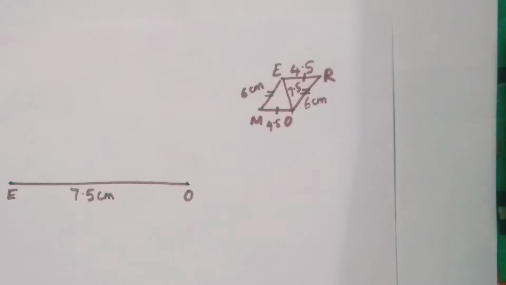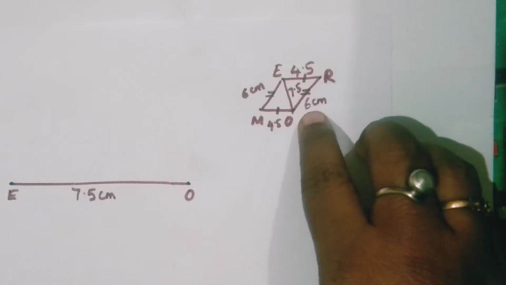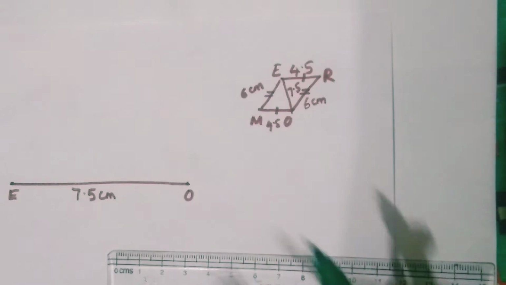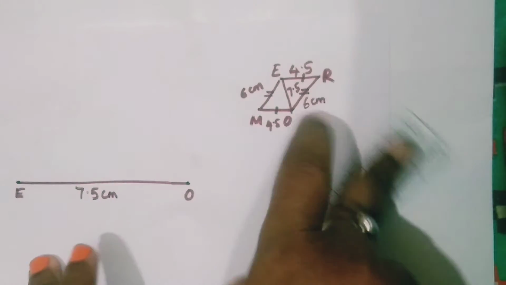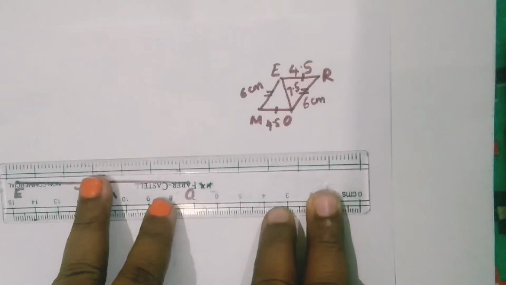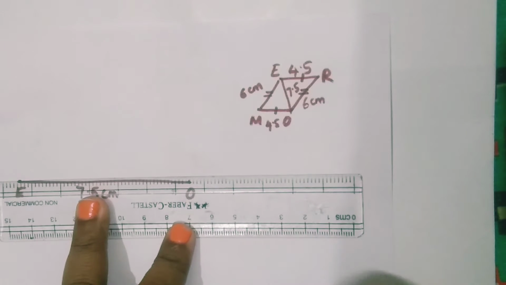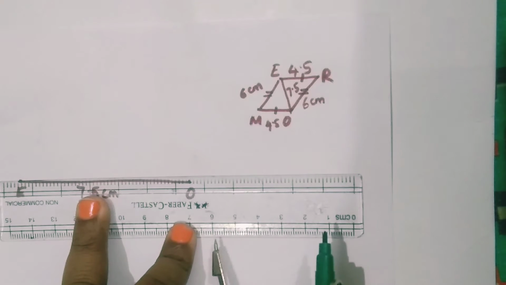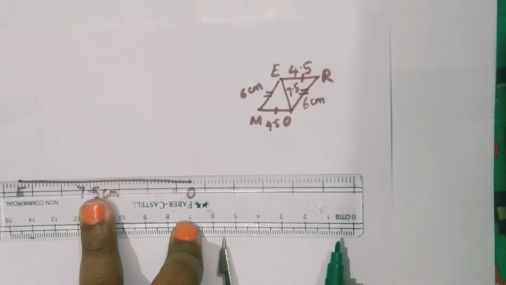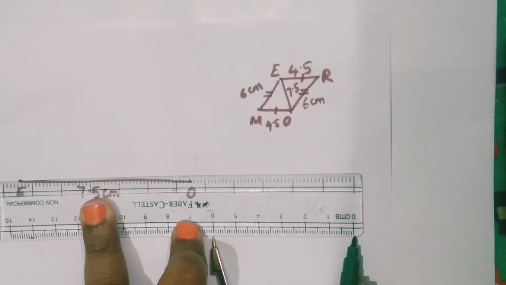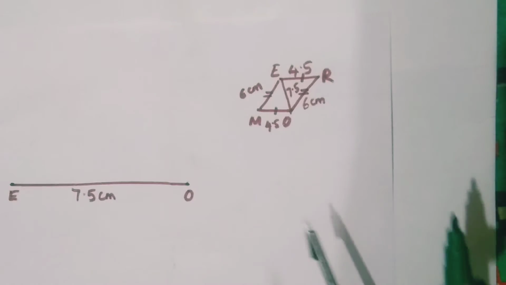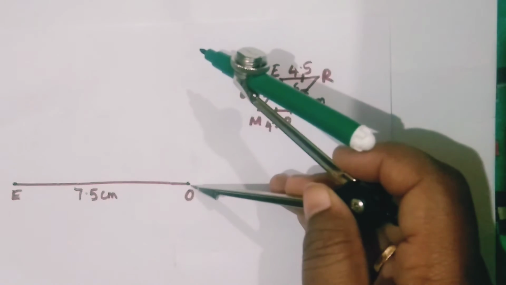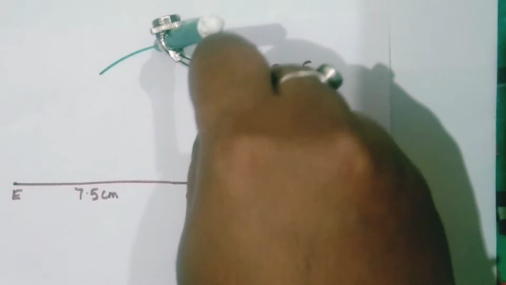Once this is done, now you are going to construct OR. So take out your scale, take the measure as 6 cm using your compass, and you are going to draw an arc with 6 cm radius. You are going to draw an arc with O as center.